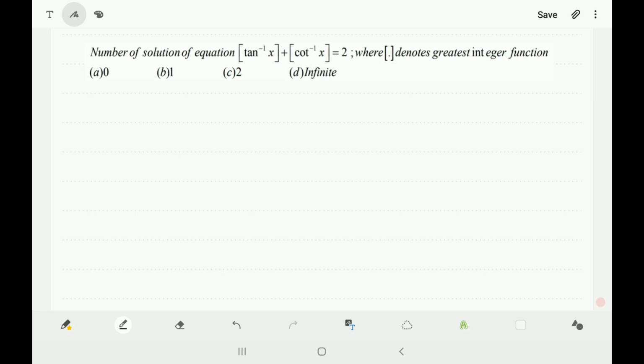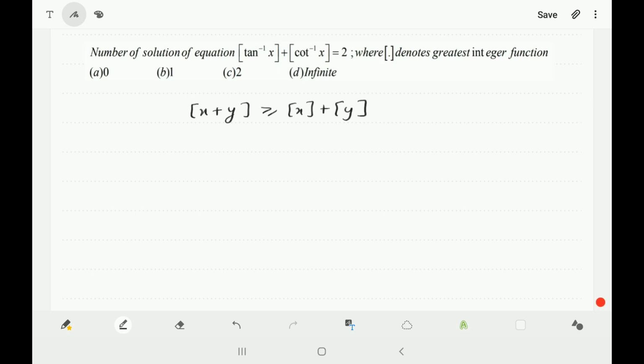But for this particular equation you can also apply a simpler method to solve this problem. Greatest integer of x plus y is always greater than or equal to greatest integer x plus greatest integer y. So the greatest integer of x plus y is always greater than or equal to the greatest integer of x plus the greatest integer of y. This is a property.